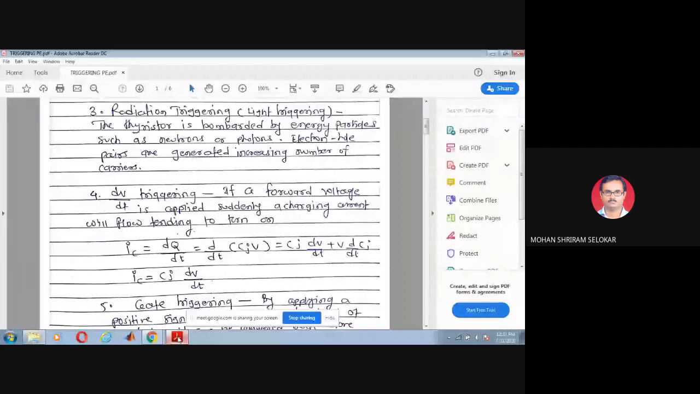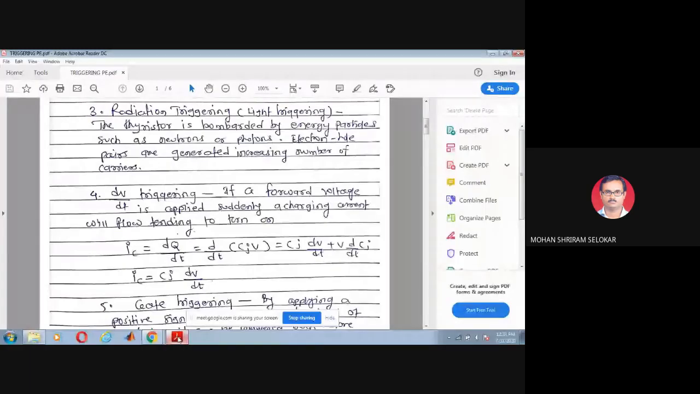So Ic is equal to dq by dt, right? So then it is equal to d by dt of, because you know that q is equal to CV, here we use the term CjV because Cj is the junction capacitance. Okay, so if you apply the product rule of the derivative, it will be Cj into dV by dt plus V into d by dt of Cj, where Cj is the junction capacitance.